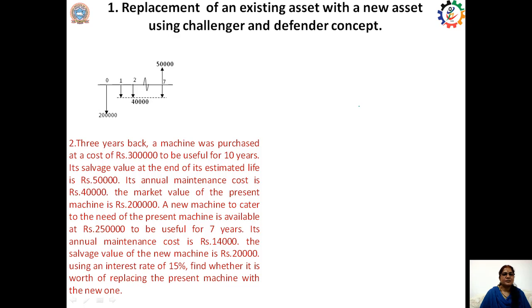3 years back, a machine was purchased at a cost of 3 lakh rupees to be useful for 10 years. So this is regarding the existing machine, which is the defender. Present machine, in brackets defender. What is the first cost of the present machine? 3 lakh. But how much is shown here? 2 lakh. What is the life here? 10 years. How much is shown here?